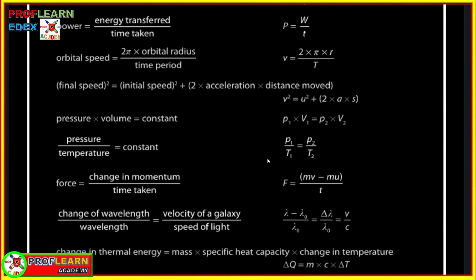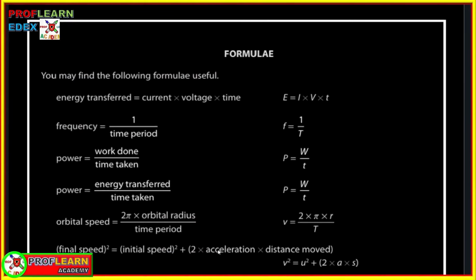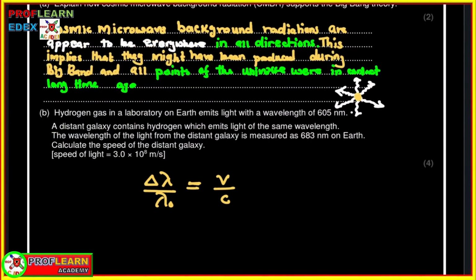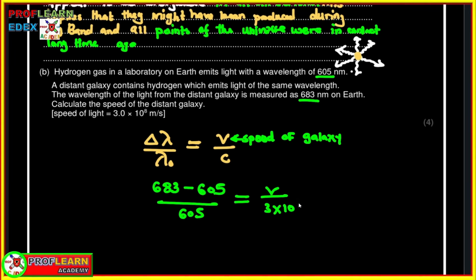We can use the formula that we have there, which means we can say the change in wavelength over the reference wavelength equals the speed of the galaxy over the speed of light. V represents the speed of the galaxy, C is the speed of light, and the reference wavelength is lambda naught. We can identify 605 and also 683. If we subtract these, we obtain our change in wavelength divided by 605 equals that.